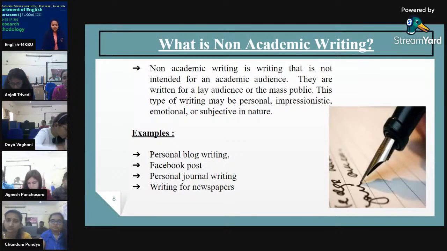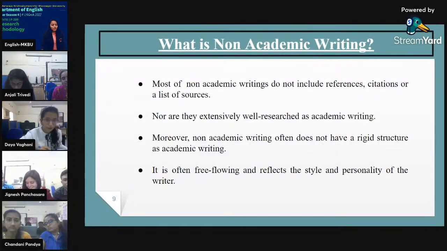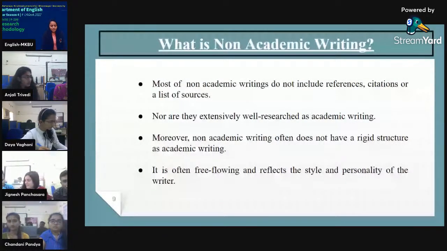Now these are the examples. We are doing blogging and Facebook posts and personal journal writing, writing for newspapers. These are all considered as non-academic writing, and it differs from academic writing. Most non-academic writings do not include references, citations, and a list of sources. Moreover, non-academic writing often does not have a rigid structure like academic writing. It is often free-flowing and reflects the style and personality of the writer.